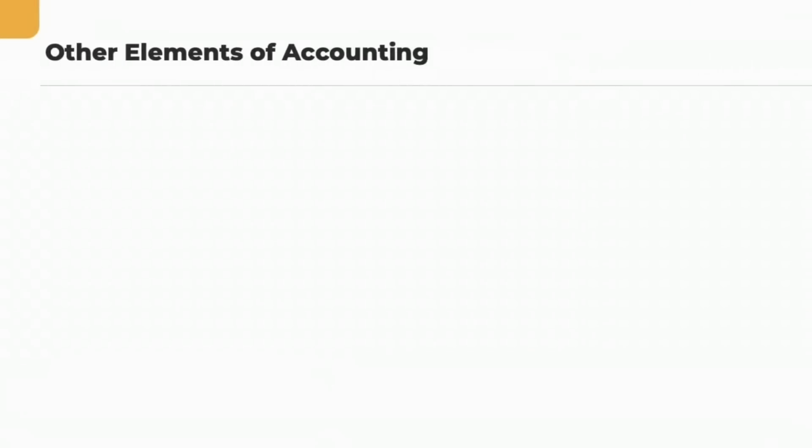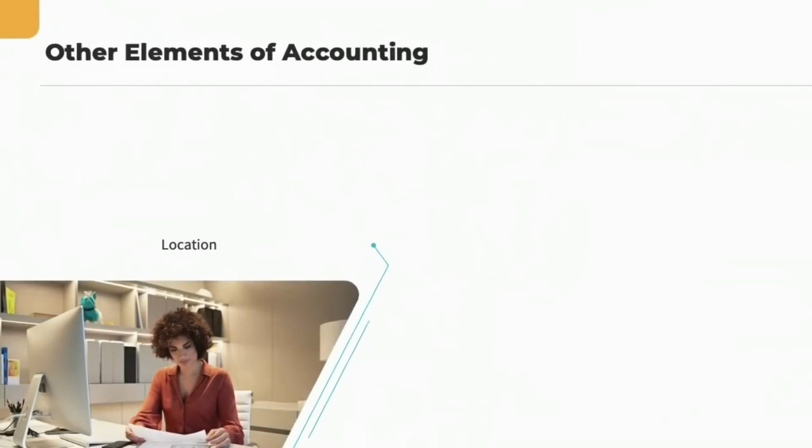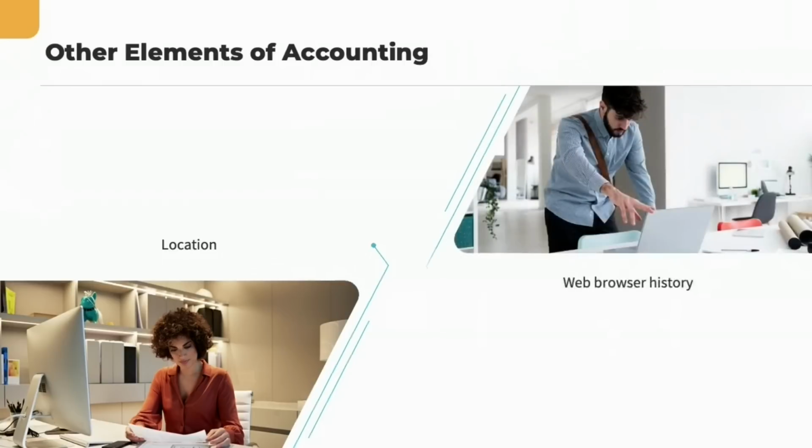Other elements of accounting might include tracking your location. For example, delivery drivers might have their routes monitored, and web browser history may also be tracked to determine if users are spending too much time on social media sites or other personal use sites while they're at work. Ultimately, by implementing the various methods of accounting as part of the AAA framework, you can help to create a more thorough picture of what is and/or what has been happening throughout your environment.